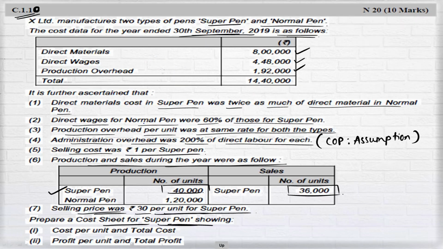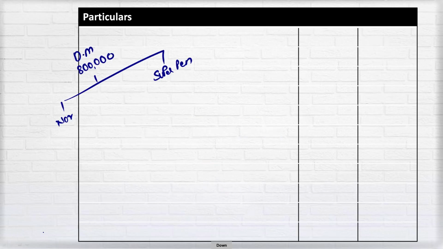How many units of normal pen you are manufacturing? 1,20,000 units. And how many units of super pen you are manufacturing? You are selling whatever, but you are manufacturing 40,000 units, right? So I think it should be distributed in the ratio of 120:40. Yes or no? Why no?